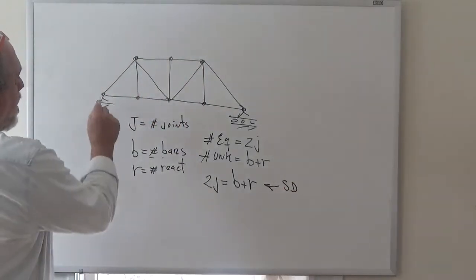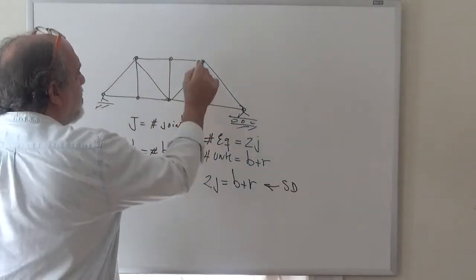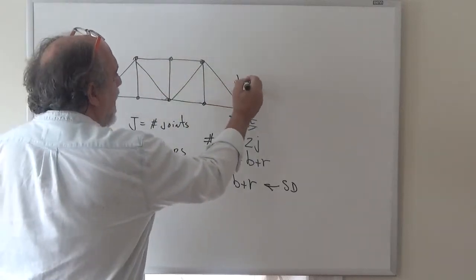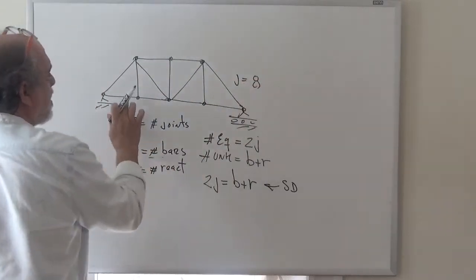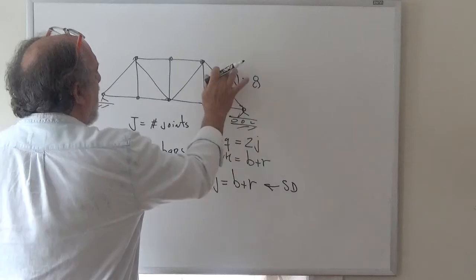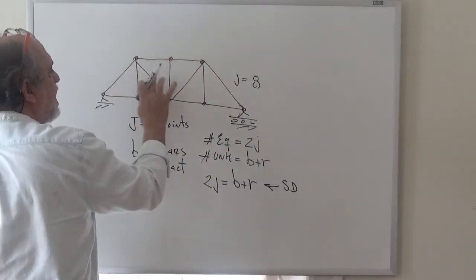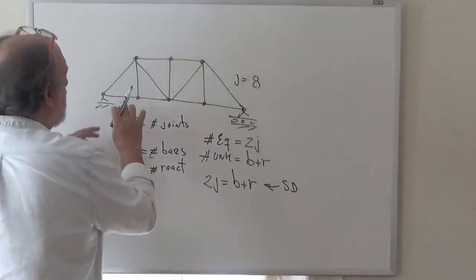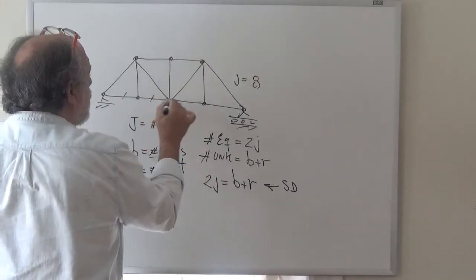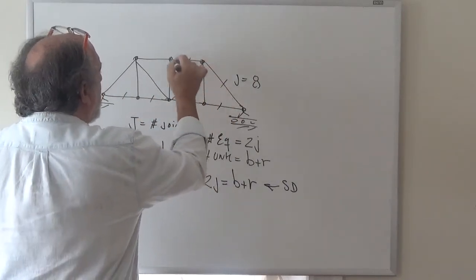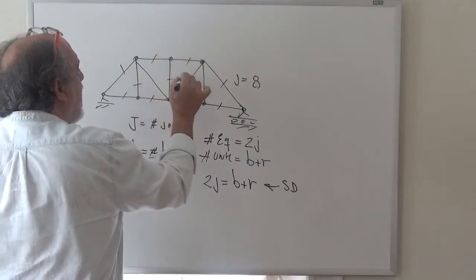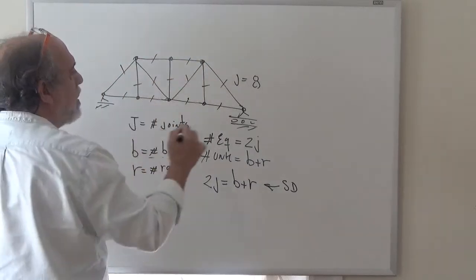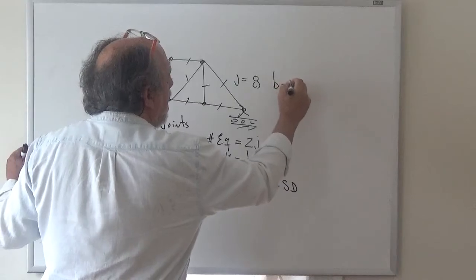Now let's count them here. 1, 2, 3, 4, 5, 6, 7, 8. So we have 8 joints. Bars: 1, 2, 3, 4, 5, 6, 7, 8, 9, 10, 11, 12, 13. I don't know if I missed the vertical. 1, 2, 3, 4, 5, 6, 7, 8, 9, 10, 11, 12, 13. Okay, so we have 13 bars.